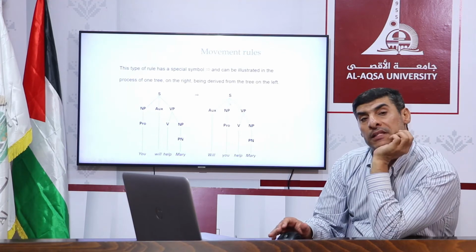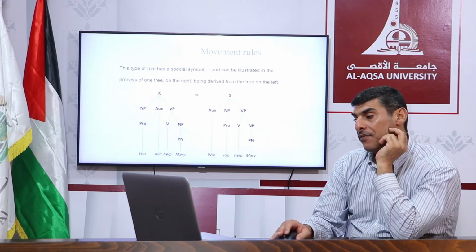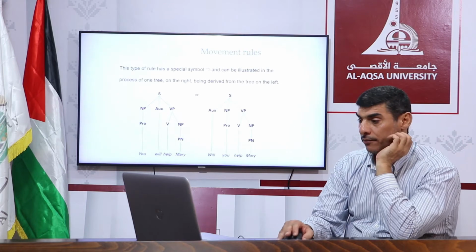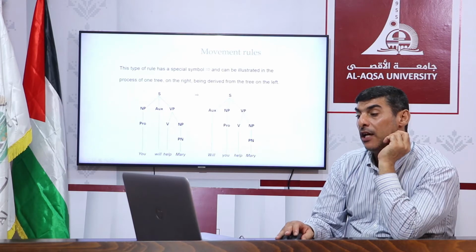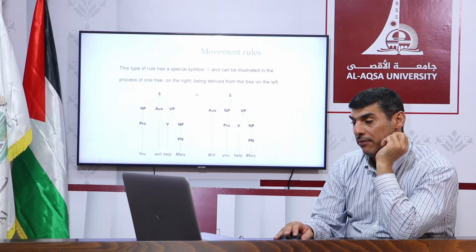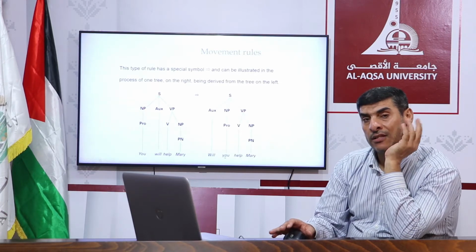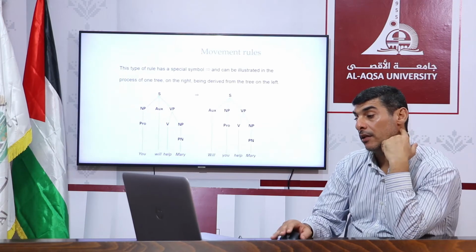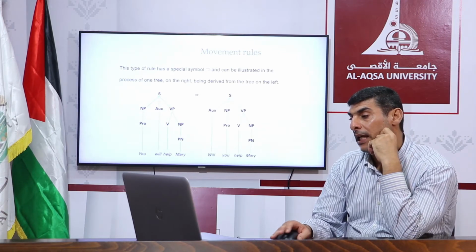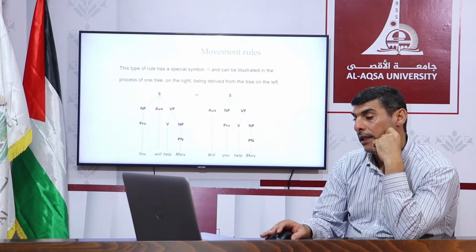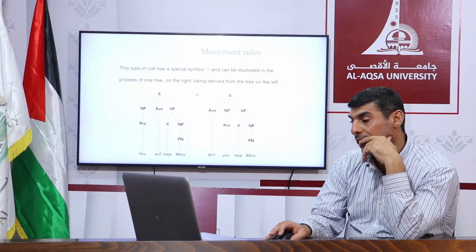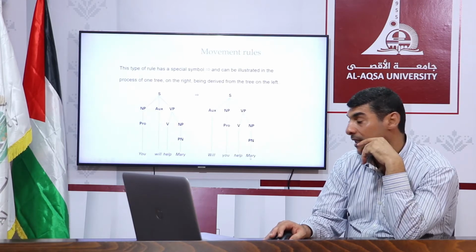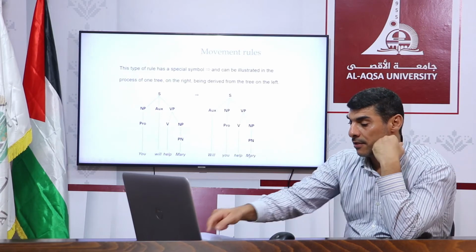Now see the movement, see the slight change. We have sentence, because this is a question. Then we have the auxiliary will, and we have the noun phrase. So we have three rows: auxiliary, noun phrase, and verb phrase. We have the pronoun you. See this, the subject is inverted here. And then we have the verb help: will you help Mary? So the noun phrase consists of a single word that is Mary. Hopefully you understand this.